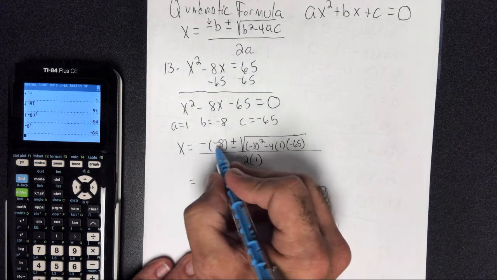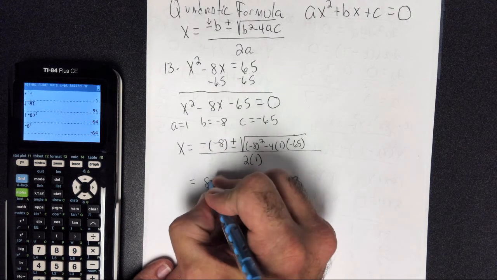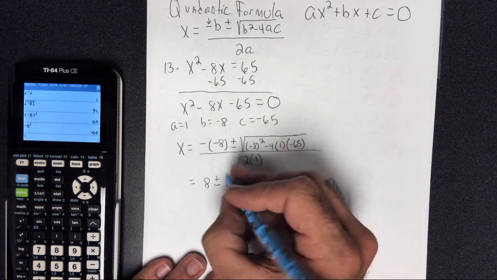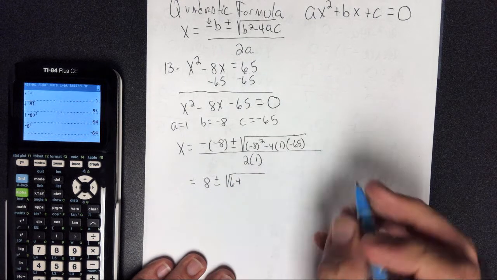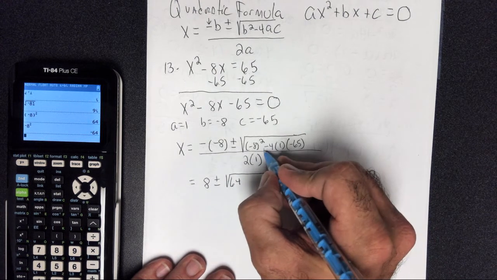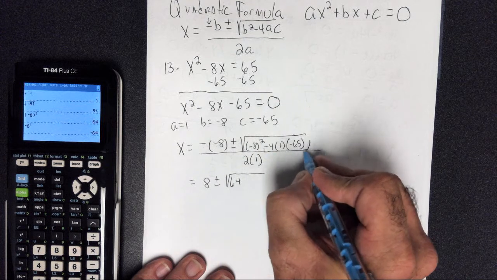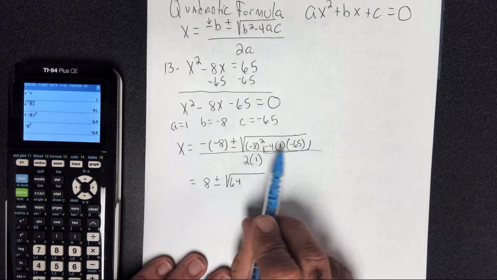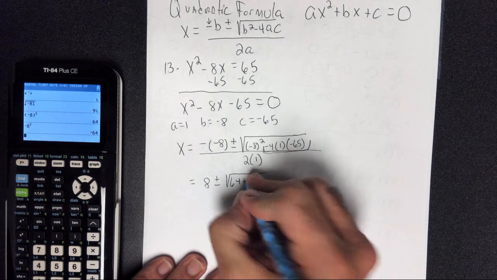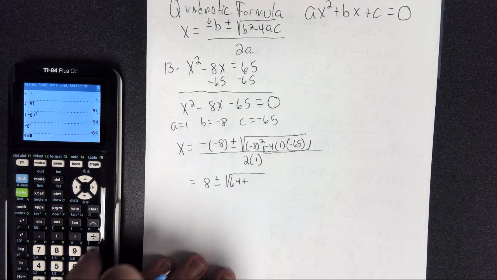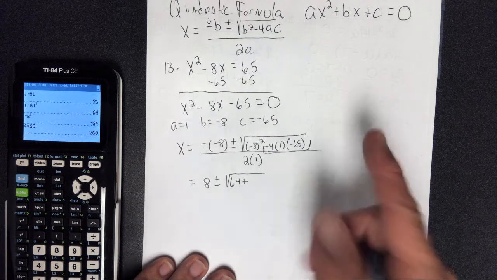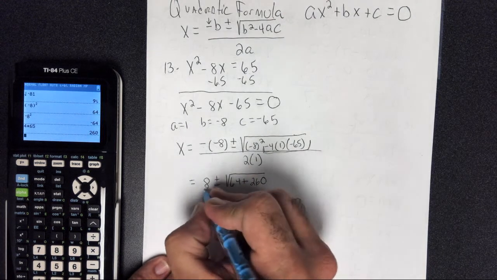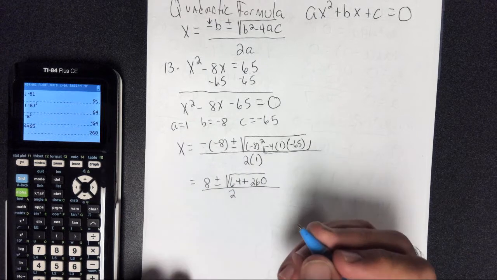A negative times a negative 8 is a positive 8, plus or minus. Negative 8 squared, that's 8 times 8 is 64. Now here's a trick on the quad formula. All three of these numbers on the right side are being multiplied. So we got a negative times a negative is going to make that a positive. And then 4 times 65 times the 1, if you want to, is 260. All over 2 times 1 is 2.